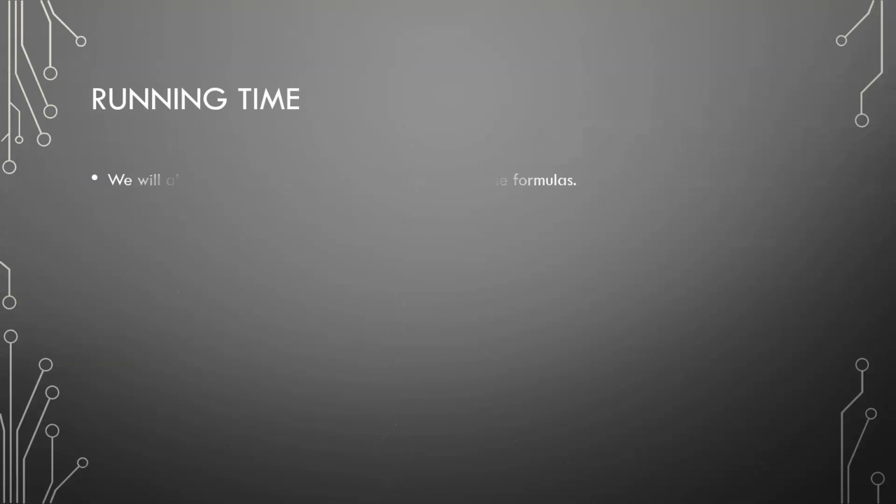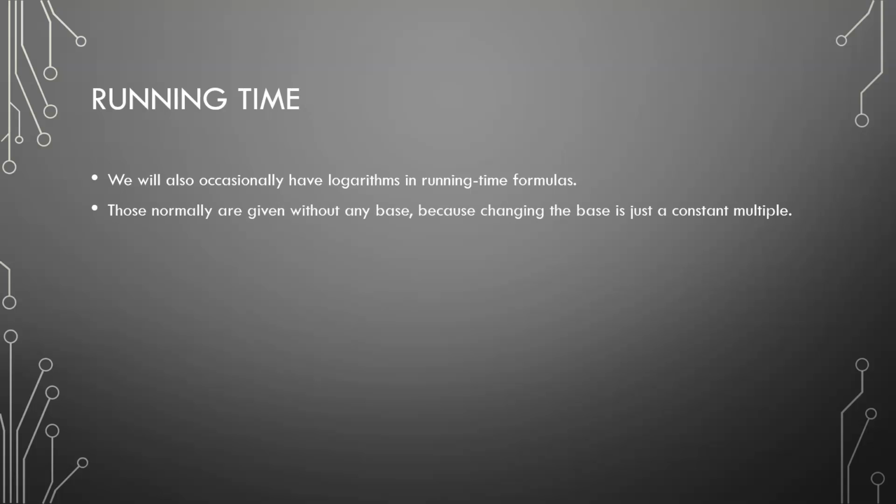There are other ones, of course, besides just linear and quadratic. There are occasionally going to be ones that are more logarithmic in the running time formulas. Those are normally given without any base, because changing the base is just, again, a constant multiple. So if you see log of n, you can think log base 2 of n, but it would not be wrong to think log base 10 of n. So we just say, hey, it's log n. We don't necessarily care if it's log base 2 or log base 10, because ultimately they're going to function very similarly in terms of their growth patterns, kind of like when we looked at the different linear functions.